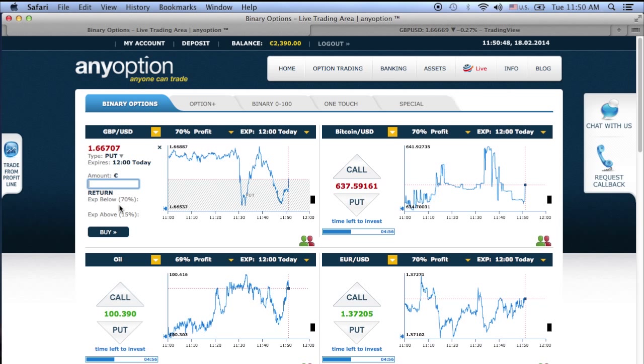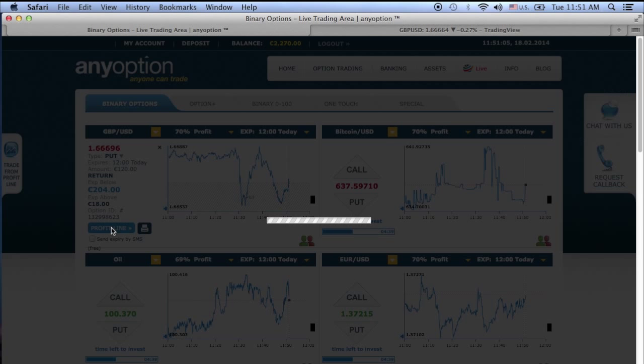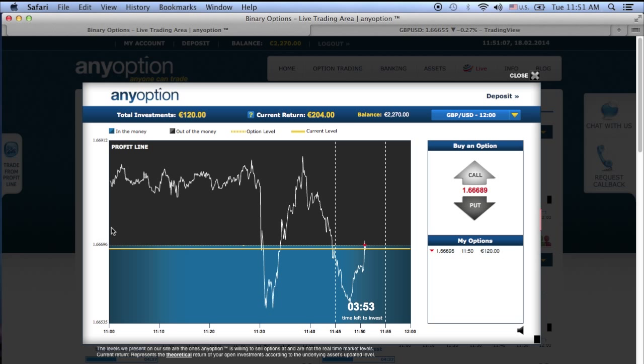Placing the trade is simple. I just enter the amount I want to invest and I select buy. Now my trade is placed, and I can track its progress from the profit line. This is a feature that allows me to see if my trade is in the money or out of the money. As you can see, my trade is currently in the money, and I'm set to make a return of 204.